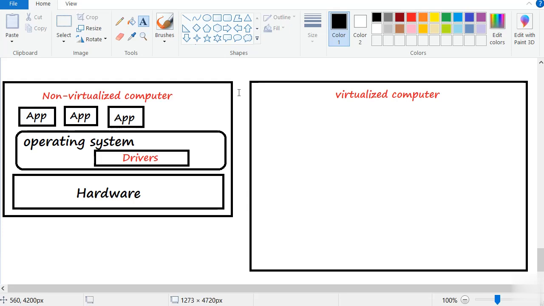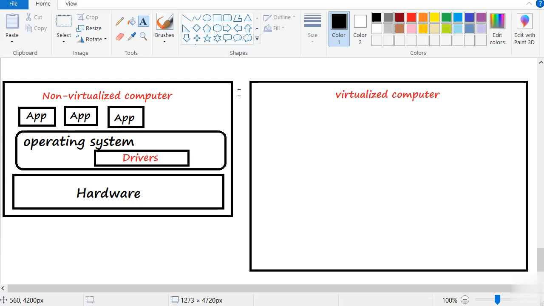First, whenever the computer was invented, it used a non-virtualized software pattern. This is how it looks. So we have already seen what the problem is with these non-virtualized computers. In one computer, we can install only one OS. For example, if you have installed the Windows operating system, you cannot install Linux or Ubuntu inside that OS. This is the main problem with a non-virtualized computer.